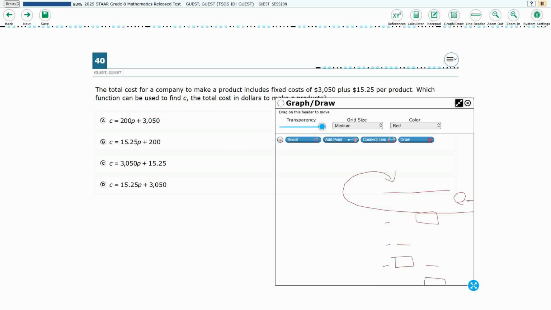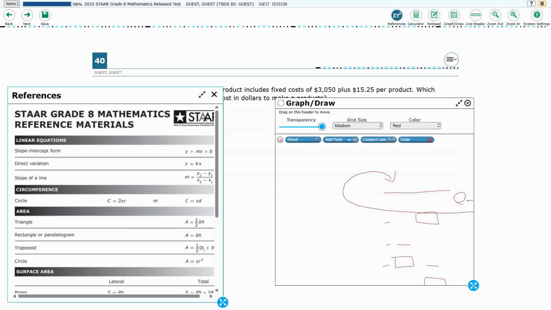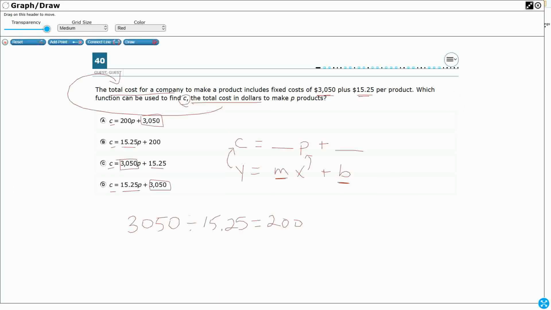So what is my m? Well, let's go back to our references. In case we forget, m is the slope of a line. Change in y over change in x. So your m is a rate, and it's a comparison of two quantities, okay? So which of these two values gives us a rate? Well, it's going to be helpful if we look at the words around it because I've got fixed describing my 3050, and I've got per product, and that's actually my rate. That per right there gives you a clue that we're dealing with the rate.